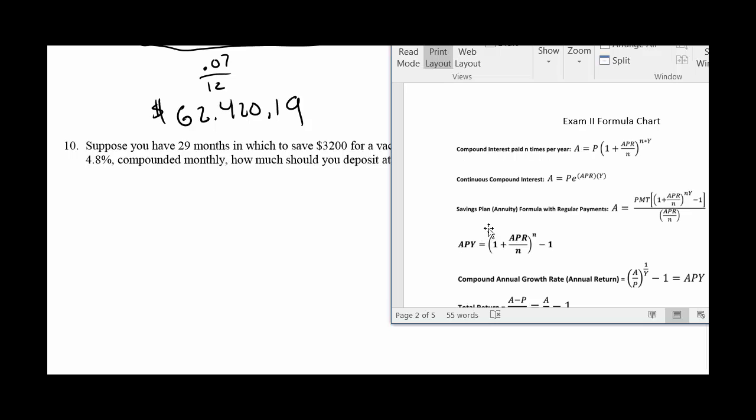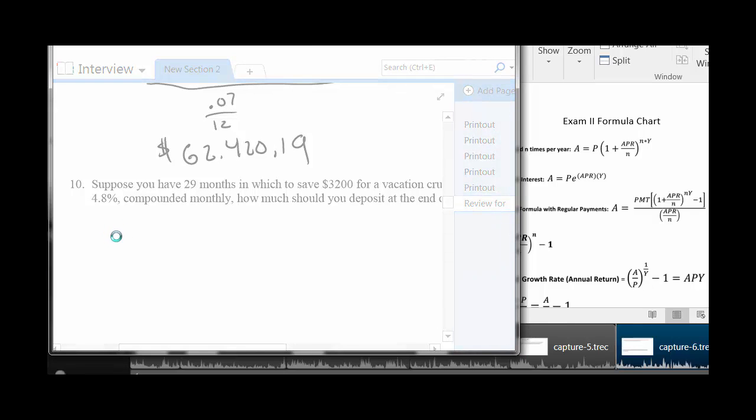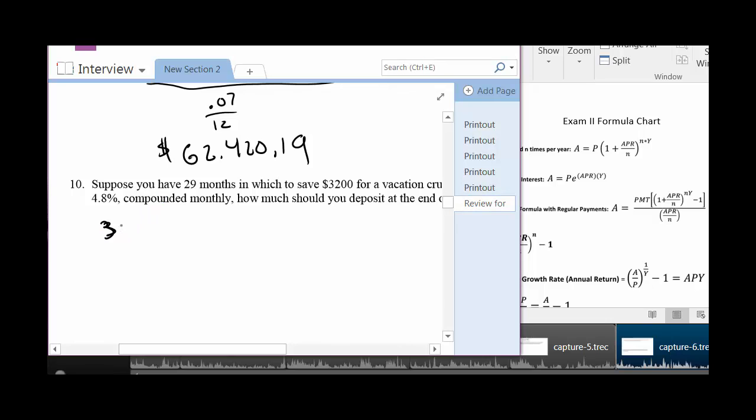So looking back at our formula chart, we're using this savings plan with regular payments, but we're actually solving for our payment. So let me set it up, and then we'll go to our Excel friend and see what it tells us to do. So I want 3,200 is my ending amount. I'm actually solving for the payment. So 1 plus 0.048 divided by 12, since it's compounded monthly.